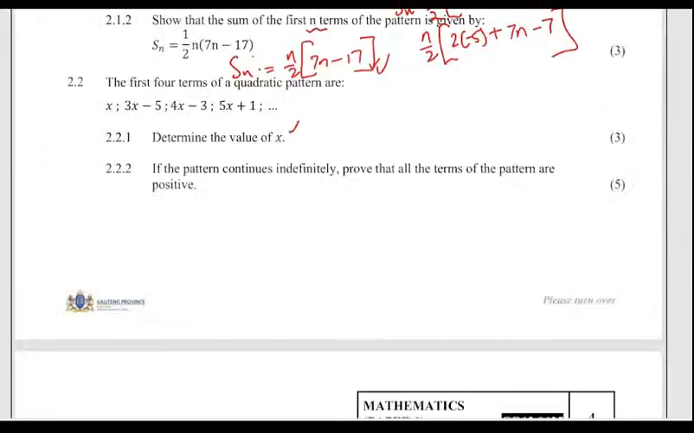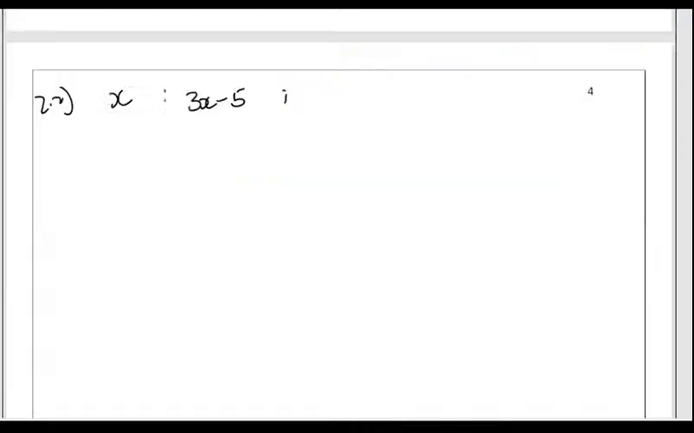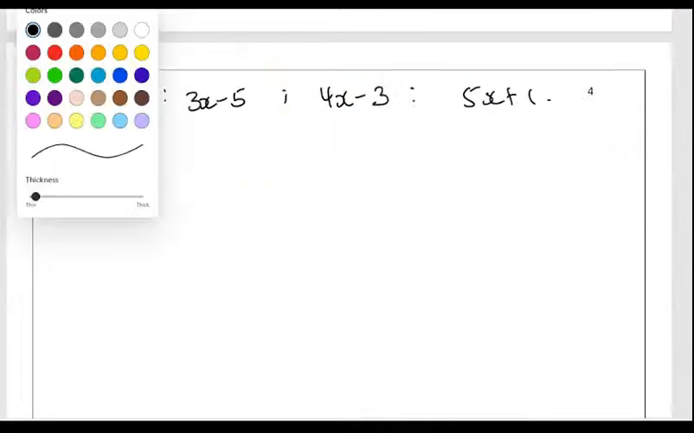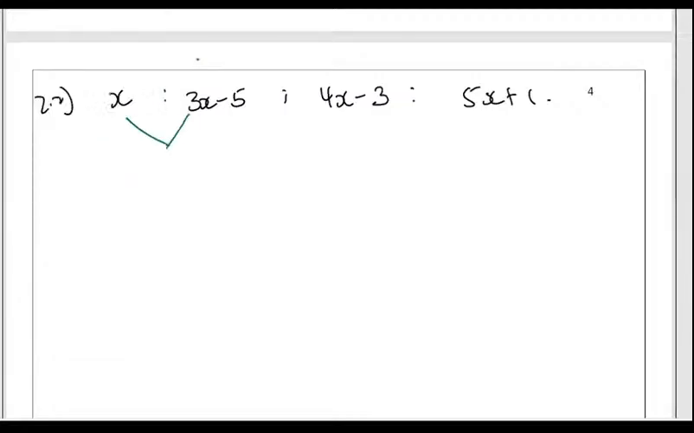This is 2.2. So the first term is x. Then 3x minus 5. And then the next one is 4x minus 3. And then lastly, we have 5x plus 1. So one thing we know about the quadratic pattern is that we have 2 differences, the first difference and then the second difference. So the second difference needs to be the same across. So let's get the first difference.